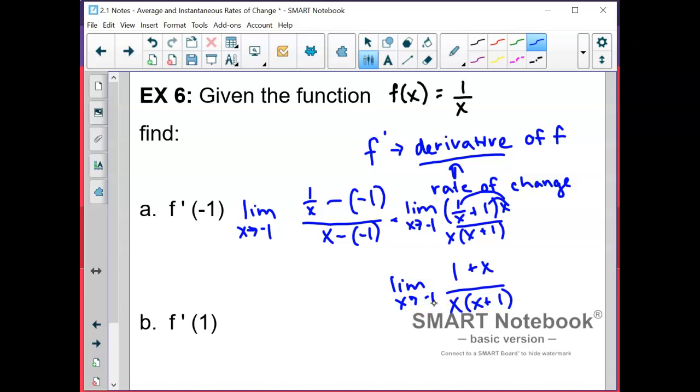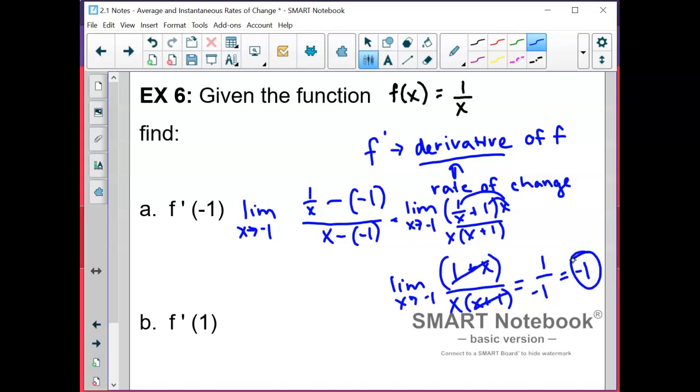And if you see here, you've got this x times 1 plus x. That's the same as x plus 1, so it can cancel here. And we're going to get 1 over -1 when we plug in our -1. So we get -1 for our answer.